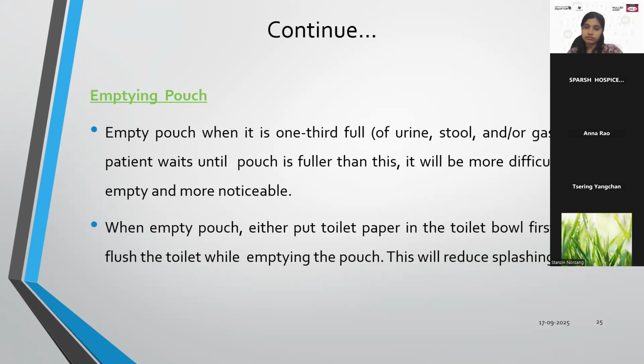Yes. Second point is when a patient is emptying the pouch in the toilet. Okay, so they can put paper on the toilet, so that once it is emptied, there won't be splash of the water or stool on him. Okay, so that should be remembered. And position we have discussed before also, that the patient, whatever position he is comfortable with, whether sitting or standing, he can take.